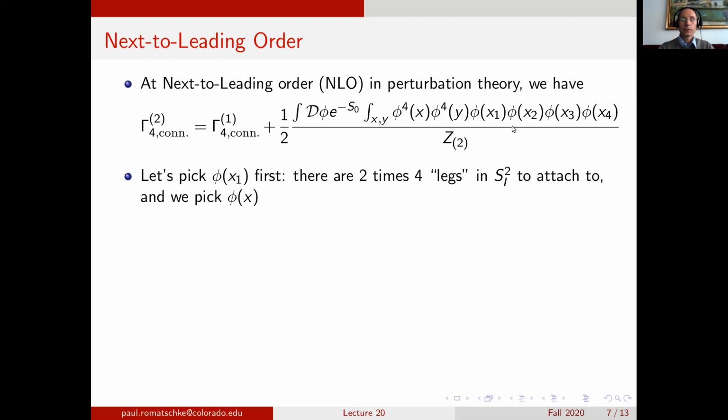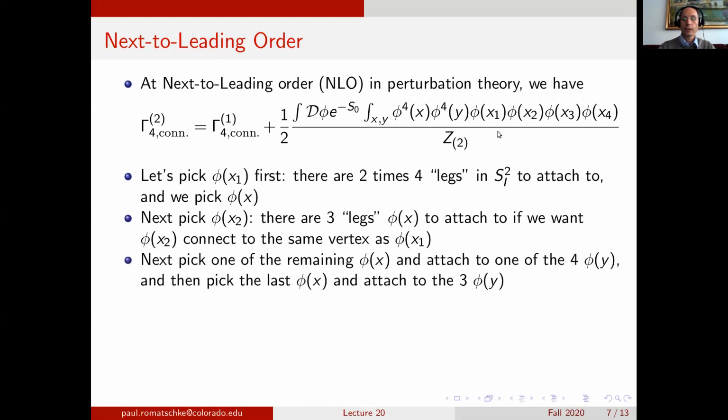In order to evaluate this, we want to use Wick contraction again. So we're going to have to connect external legs to these 2 vertices that each have 4 legs. If we start by picking out phi of x1 and want to attach it to some of these internal vertices, we first have the choice of attaching it to either phi^4 of x or phi^4 of y. That gives us a factor 2. And then for each of those, we have 4 fields phi. So we can, for instance, attach it to phi^4 of x. This gives another factor of 4 for the 4 operators that we have in phi^4 of x.